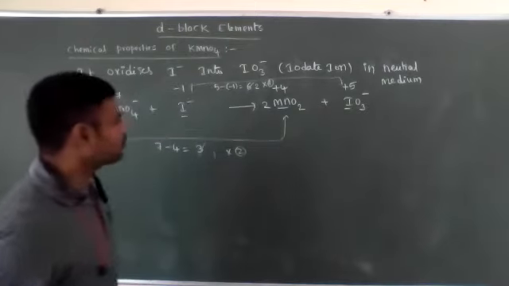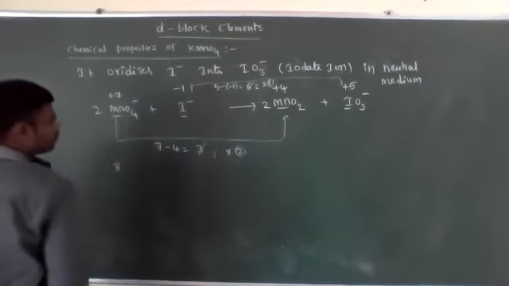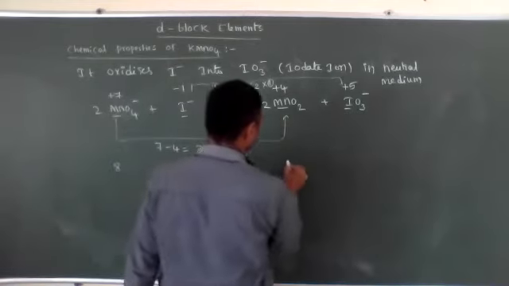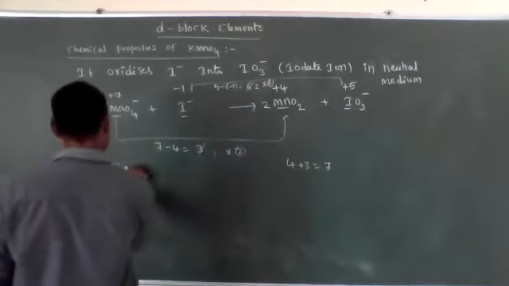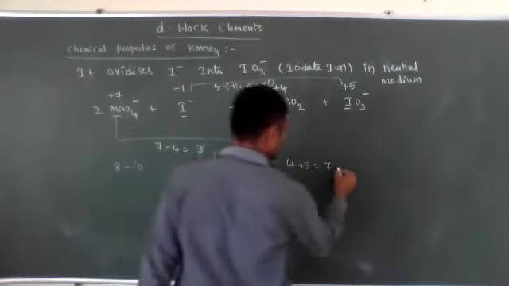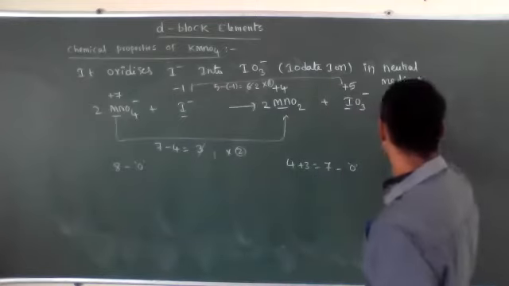Let's see, oxygen atoms are present: 4 times 2 is 8, and here 2 times 2 is 4, 4 plus 3 is 7, and here 8 oxygen atoms are present. So on this side I am adding one water molecule.